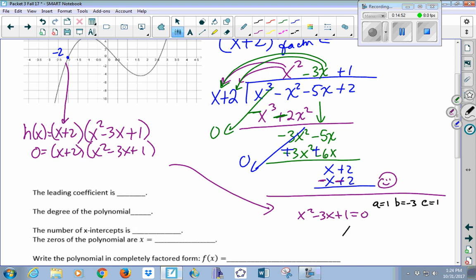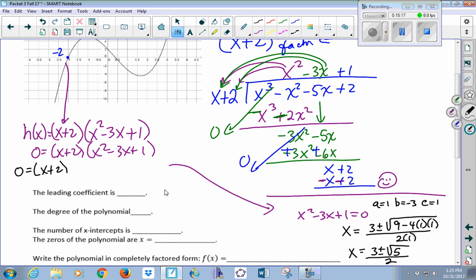So to solve for x, we start off with x equals the opposite of b plus or minus the square root of b squared minus 4ac all over 2 times a. So this equals 3 plus or minus the square root of 9 take away 4 all over 2. So one of our zeros is 3 plus the square root of 5 over 2.